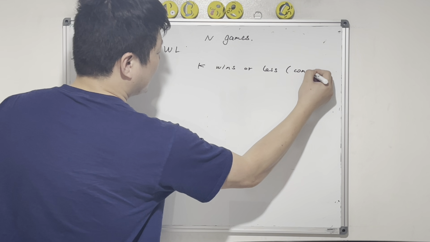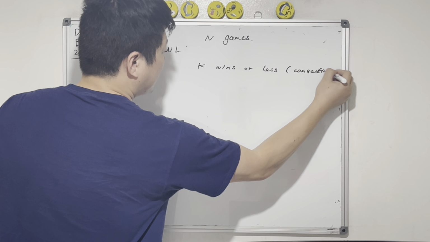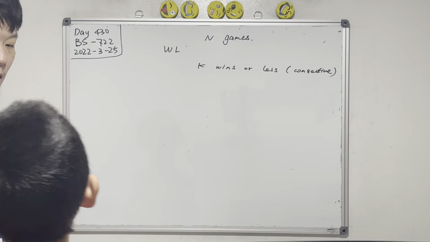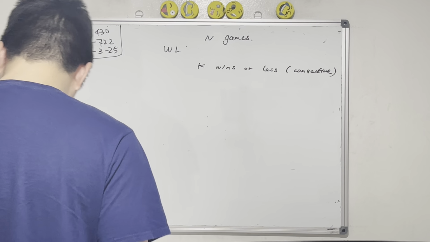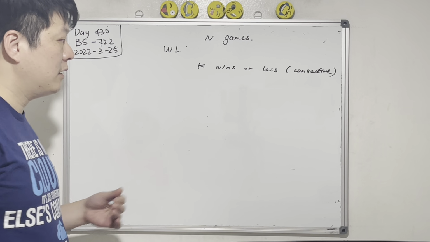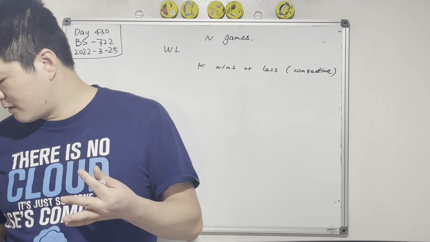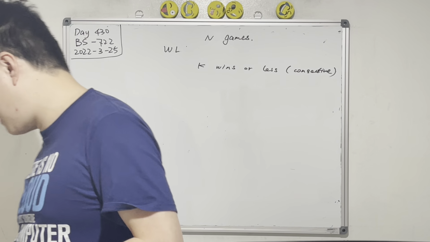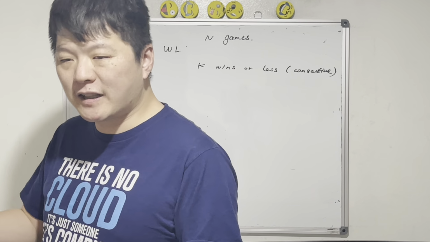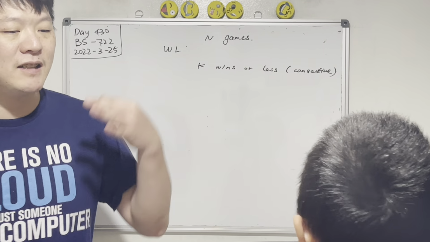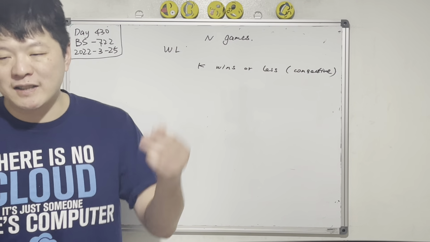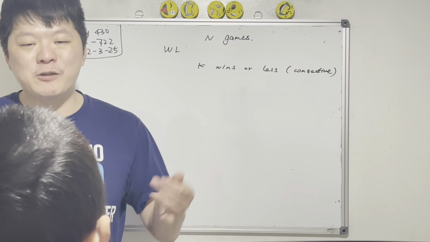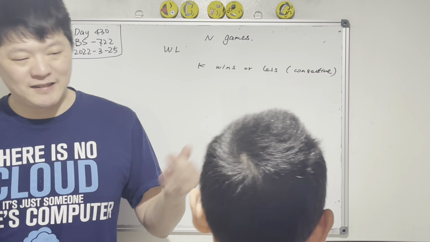What's consecutive? Order. Like 1, 2, 3. What's consecutive? In order. It's continuous. So if you win the first game, second game, third game, that's consecutive. But if you win the first game, lose the second game, and win the third game, this is not consecutive.